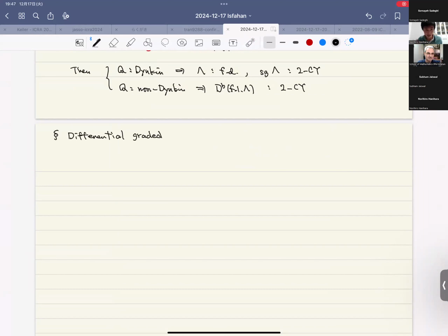And which I think will also be relevant to the lecture series by Xiaowu Chen, but anyway. So differential graded will be abbreviated DG categories. So what are DG categories? The shortest definition is that it is a category enriched in complexes.